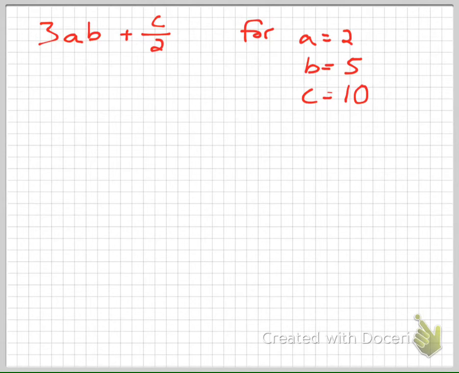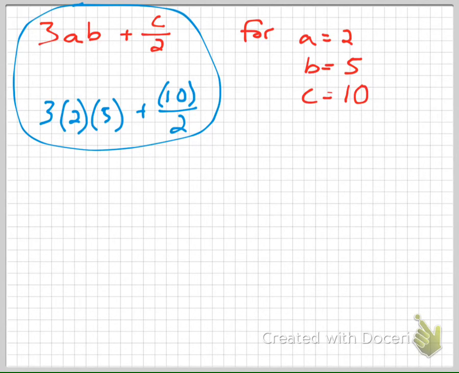All right, plug it in. So I'm going to simply rewrite everything, and instead of the variables, I'm going to put their numbers, and then we're going to do it. So it goes 3 times, in parentheses, 2. Oops. 3 times 2 times 5, right? You see what I did there? Does that make sense? Plus 10 in parentheses over 2. These two things are identical. Just instead of the variables, I have the numbers that they're equal to.